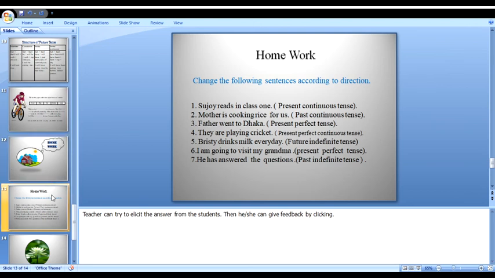If you understand the structure, you can make sentences following the rules of structure.